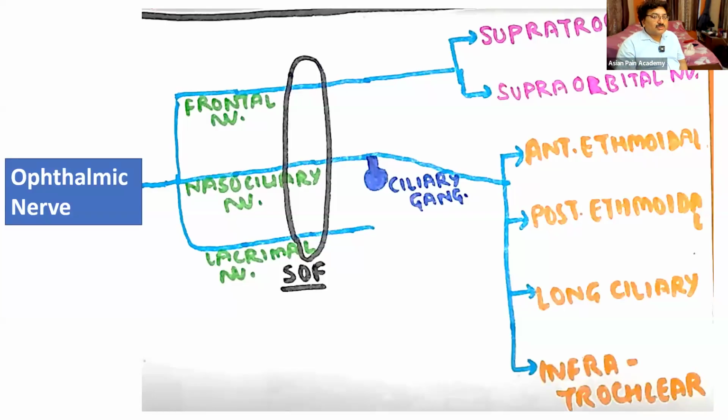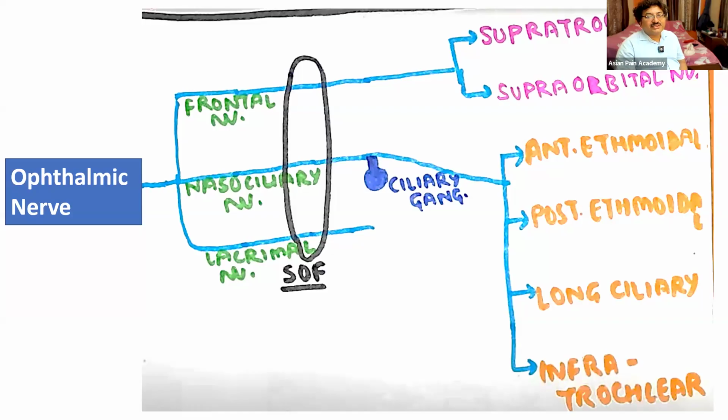Basically the ophthalmic division divides into its three branches before going into the orbit. One is the frontal, one is the nasociliary, the third one is the lacrimal. Among the frontal, there are two branches: the supraorbital and the supratrochlear. Supratrochlear and supraorbital can be seen in the forehead and they can be blocked, among which supraorbital can easily be located because of the foramen. Supratrochlear usually remains slightly medial to that area.